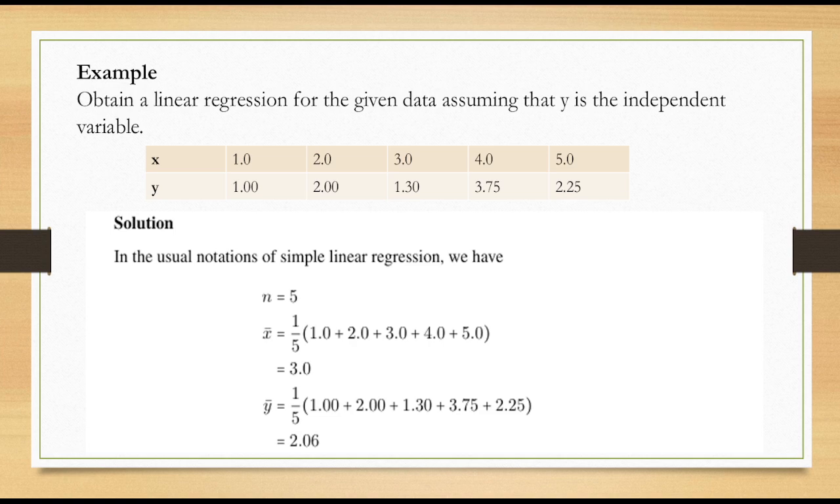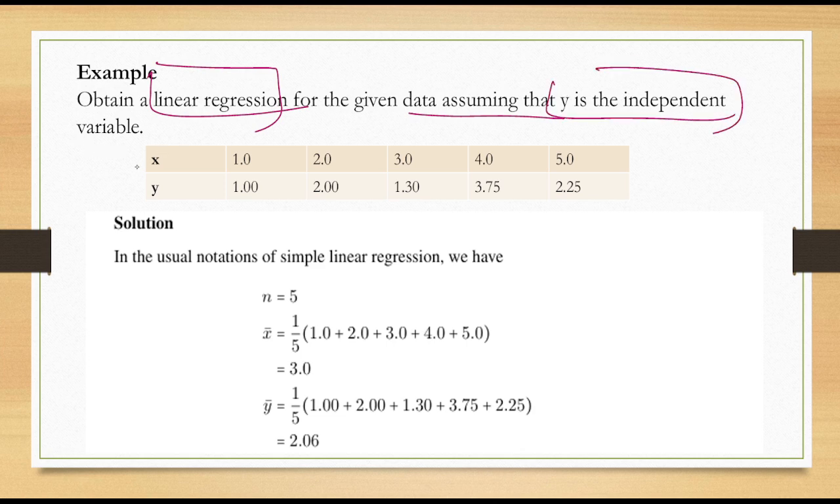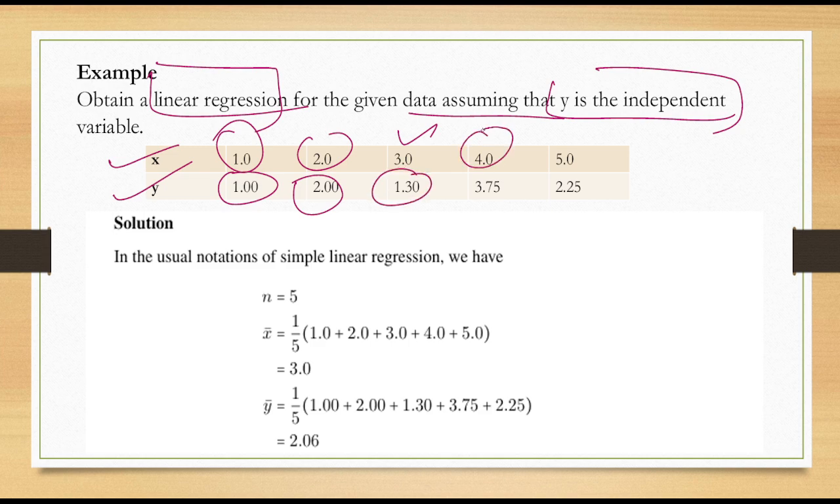The example says: obtain a linear regression for the given data, assuming that y is the dependent variable. Here x is given as 1, 2, 3, 4, 5, and with respect to x we have output values y: 1 for 1, 2 for 2, 1.3 for 3, 3.75 for 4, and 2.25 for 5. So this is the value of y, and this is the x.